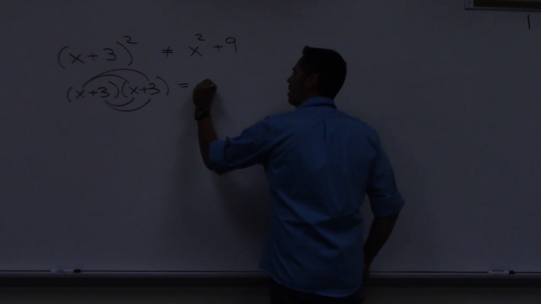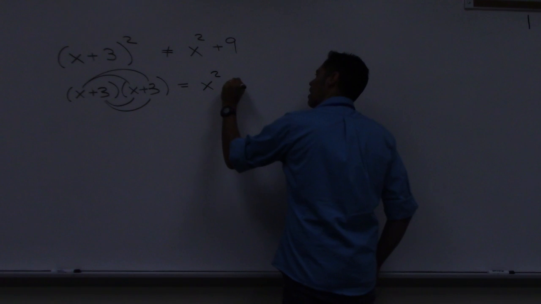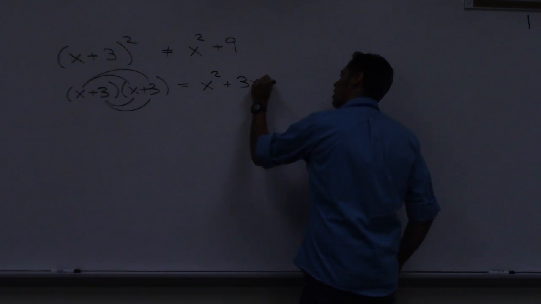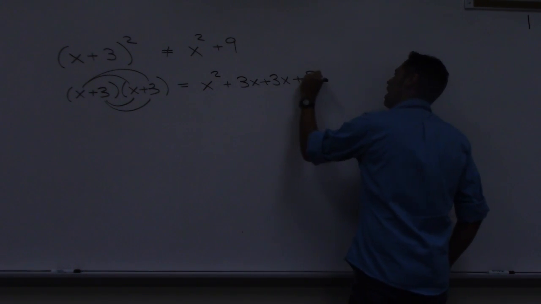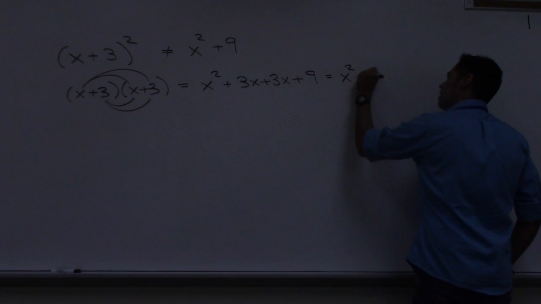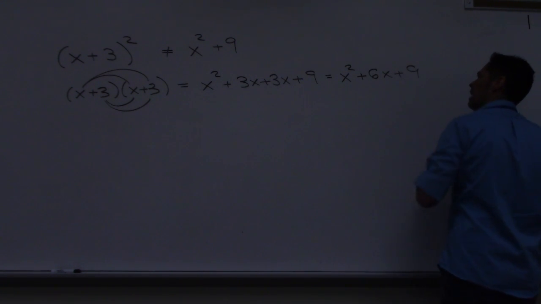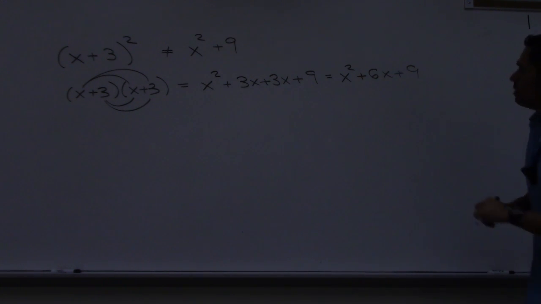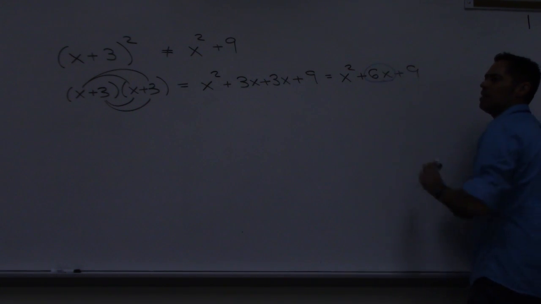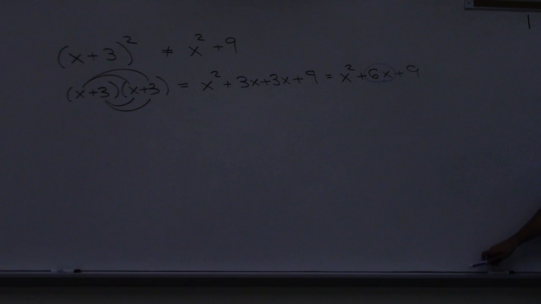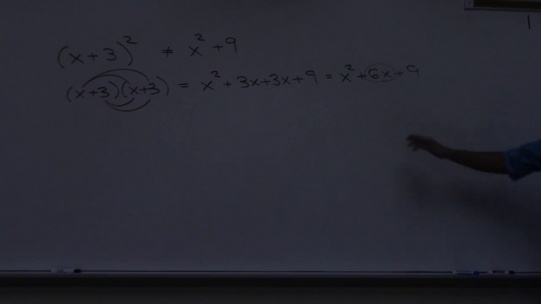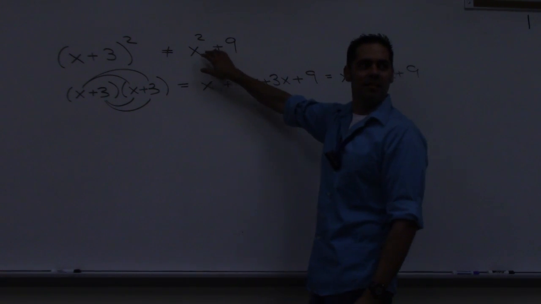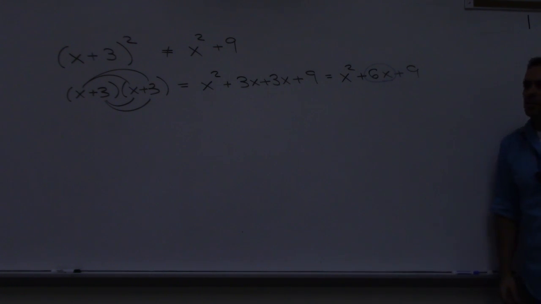All right, so here we go. You do this, you get x squared plus, I'll go slow, 3x plus 3x plus 9. That's x squared plus 6x plus 9. And so the only difference between these two is this 6x, right? That's the only difference. It's like this almost worked, right? But you're missing this much.